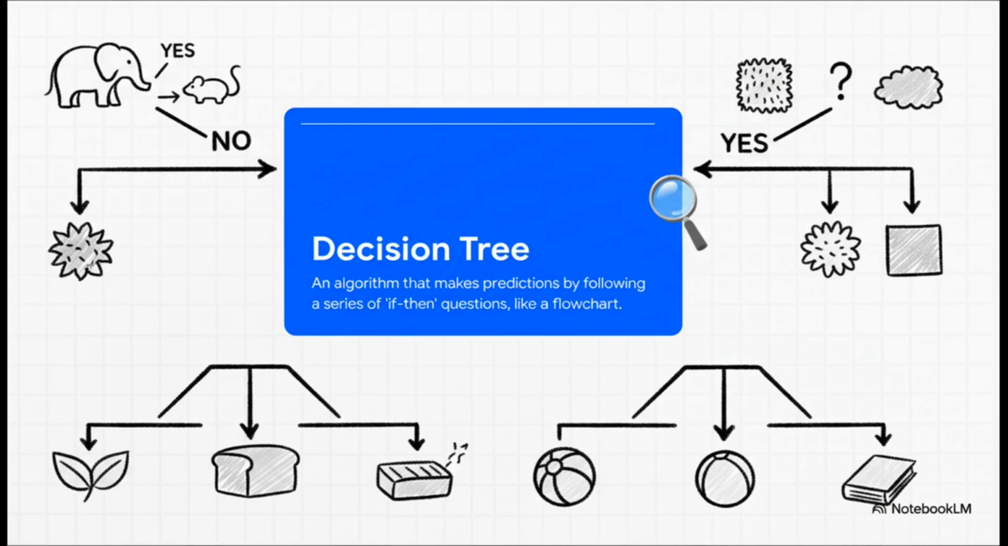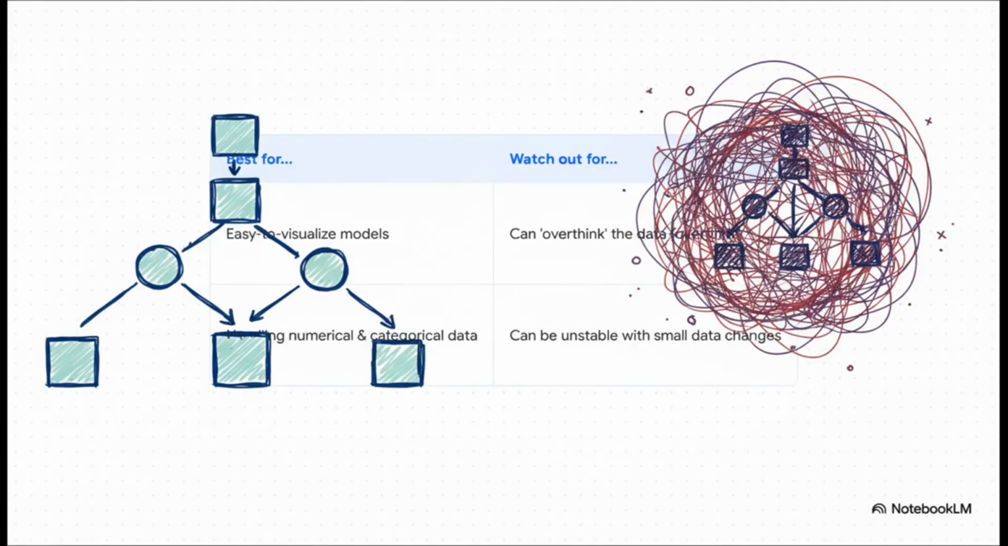Is it bigger than a shoebox? Yes. Does it have fur? No. Each answer sends you down a different path until you land on a final prediction. What's great about decision trees is that you can actually see their logic. They make sense, but they have this one huge flaw. They can start to overthink the data.